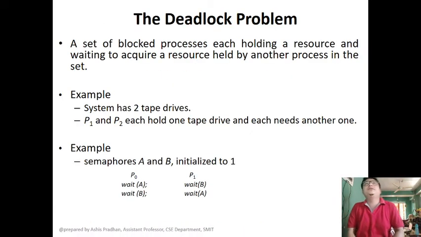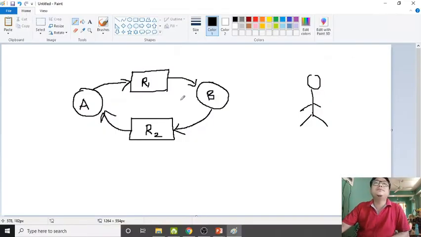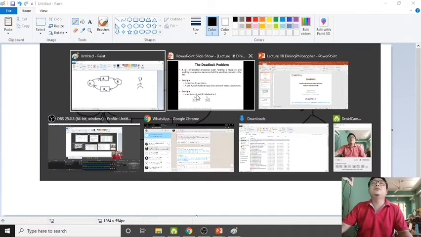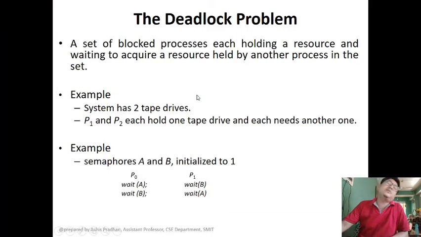So I'll just read it out. What is the problem? A set of blocked processes, each holding a resource and waiting to acquire a resource held by another process in the set. Okay, this situation is known as a deadlock situation. So A also cannot execute because it has not got all the resources that it should be using to complete its task, and similarly that follows with B as well. So both processes will be in a deadlock state. Okay, this situation is known as a deadlock problem.